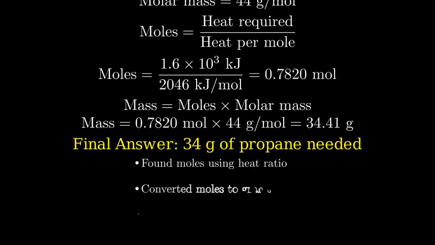To summarize, we found the moles of propane needed by dividing the required heat by the heat released per mole, then converted to grams using the molar mass. This kind of calculation is common in thermochemistry problems.